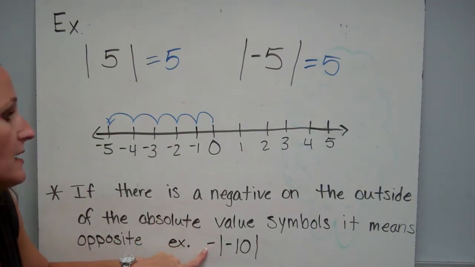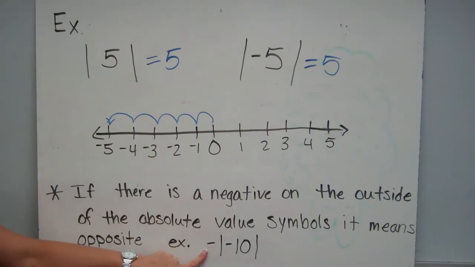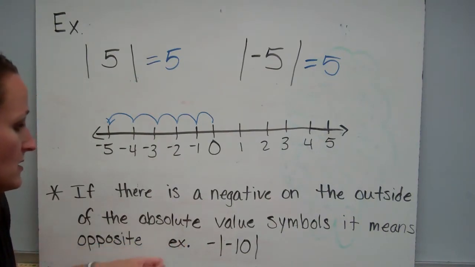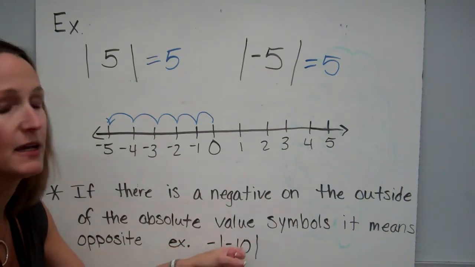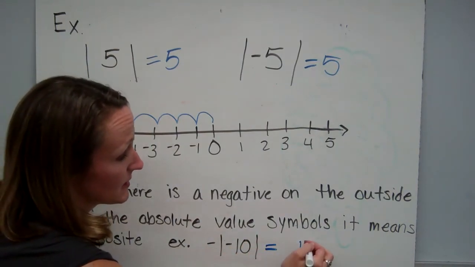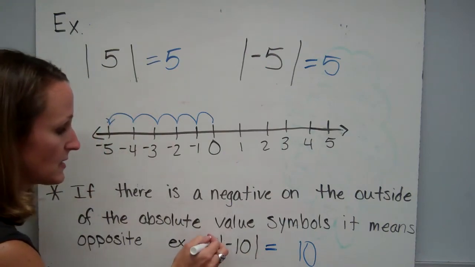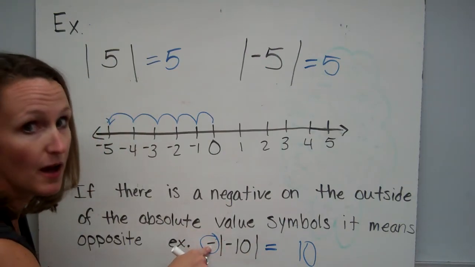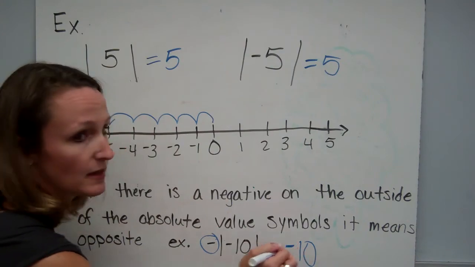If there is a negative on the outside of the absolute value symbols, it means the opposite. So for example, the opposite of the absolute value of negative 10. Well, we know the absolute value of negative 10 is 10, but then we have this telling us opposite, so we would put negative 10.